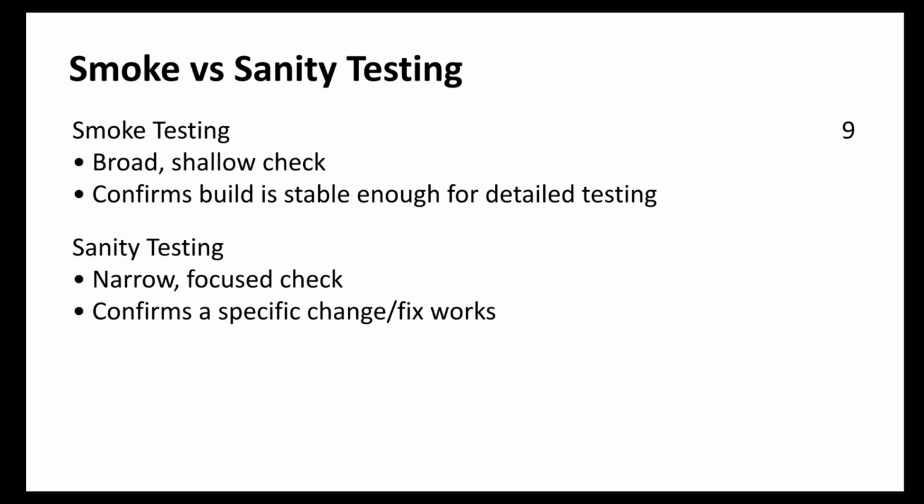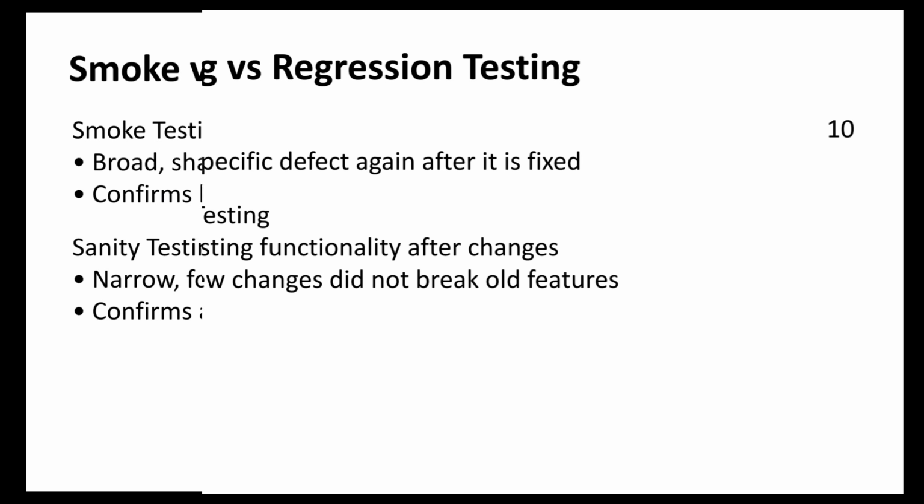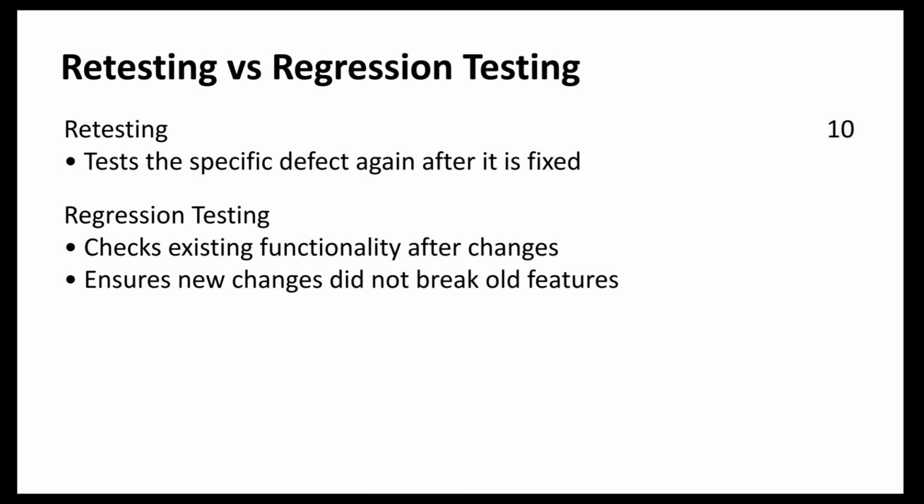Now, let's look at another common interview topic: retesting and regression testing. Suppose a developer fixes a login defect. First, we perform retesting to check whether that particular defect has actually been fixed. Then we perform regression testing to make sure the change hasn't affected existing functionality. So, retesting focuses on the specific fix, while regression testing checks the impact of the change. This difference is very important in real projects as well as interviews.